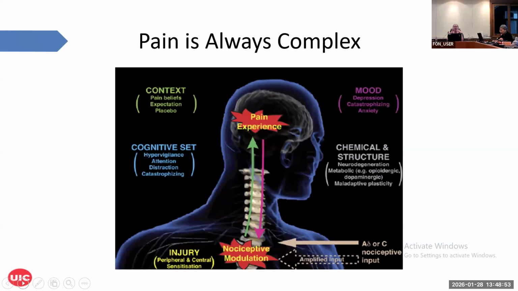Distraction is a cognitive way that you can maybe manage the pain. If you start thinking about something else, that way you're distracting yourself from the pain. Attention can be both positive and negative when we're thinking about pain, because if you're focused on attending to the pain, then that often makes the experience greater.